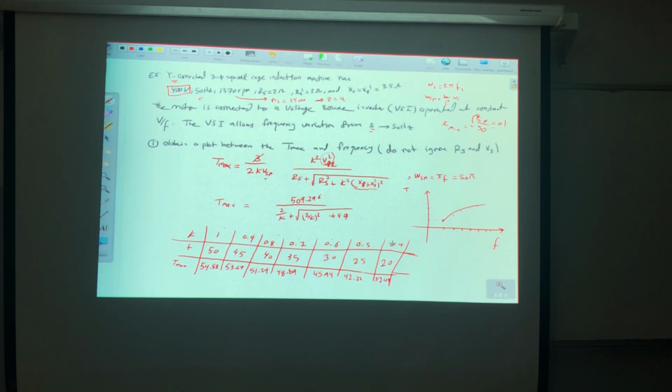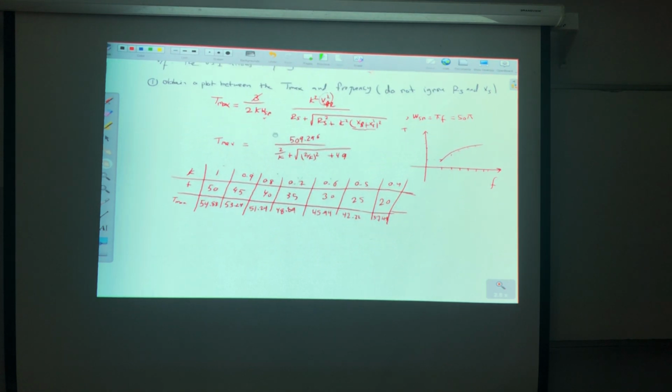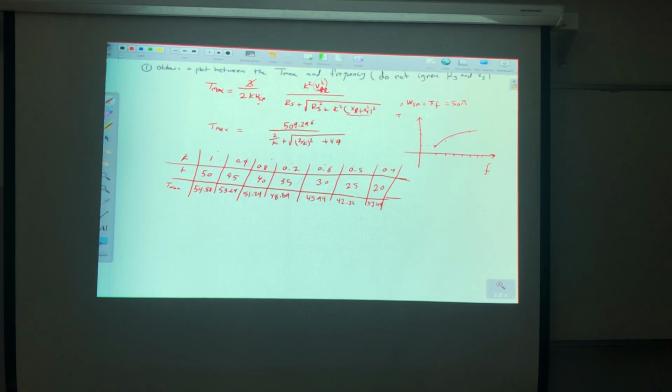Now, what if I tell you to assume RS and XS are negligible? Who can plot the torque as a function of speed? Because K and X are under the square root. So let's write it here. Now I need to do the same thing. I need to plot T max versus the frequency, if RS and XS can be ignored.